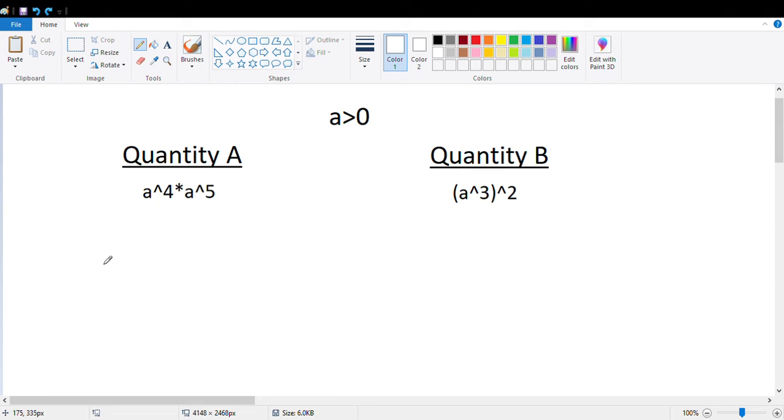In quantity A, we have a to the fourth power.